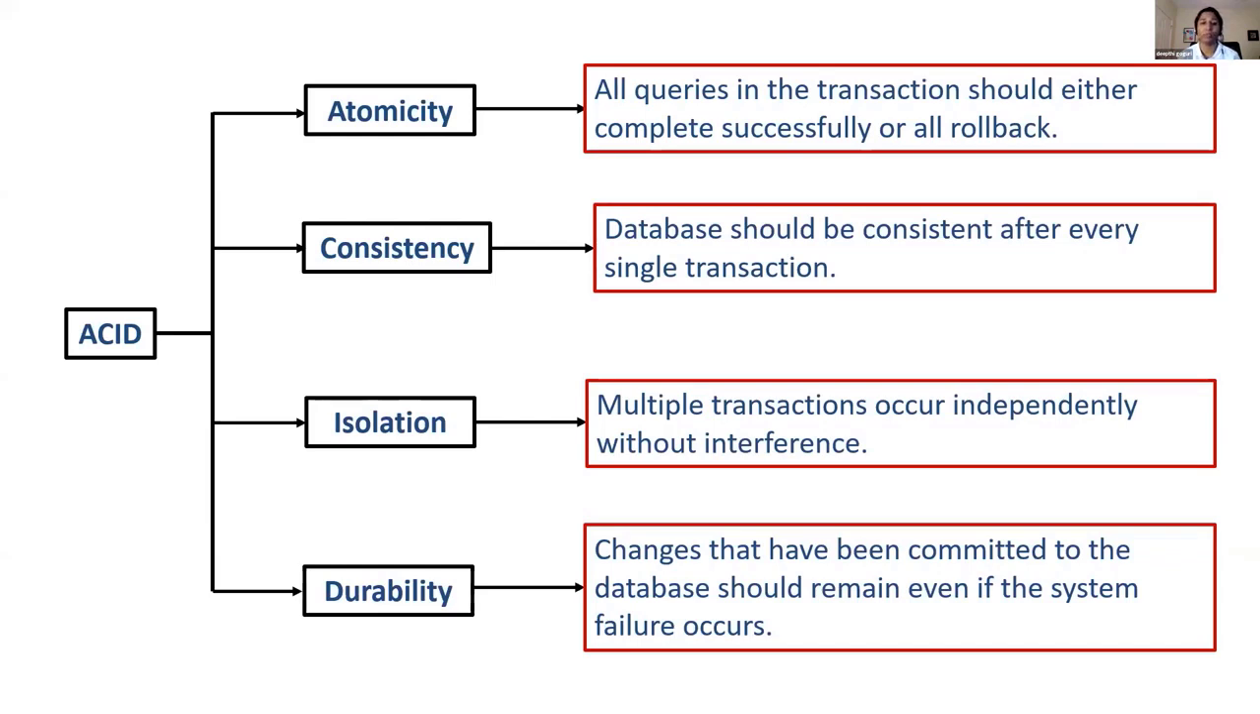And D stands for durability. If a transaction is successfully completed and the data is already made to the database, the changes made to the database should be persistent. That means if the server has to restart or the system goes down and we restart the server, all the changes that were committed to the database should be persisted and there should not be any data loss.